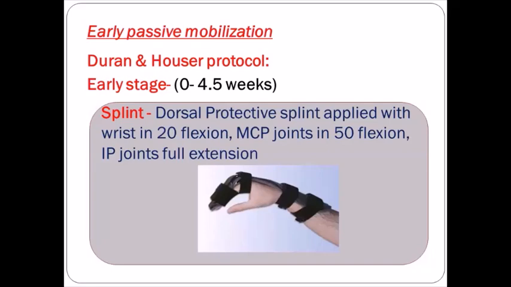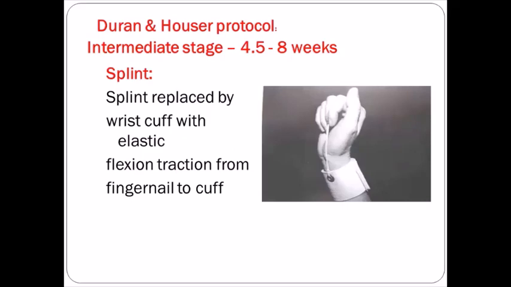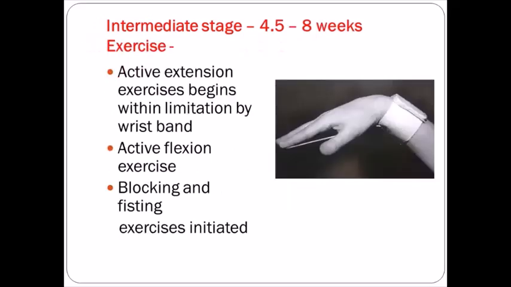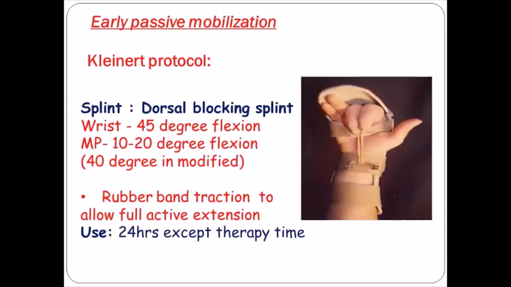Again, the dorsal protective splint, but here Duran and Hauser have made some changes in the wrist flexion and MCP flexion, and the IP joint full extension is common in all the protocols. Then these are certain exercises. I am not going into all the detail because I am not using the Duran and Hauser protocol in my clinical practice. Everyone's favorite is to go for the Cleanard protocol, so I will talk more about the Cleanard protocol.